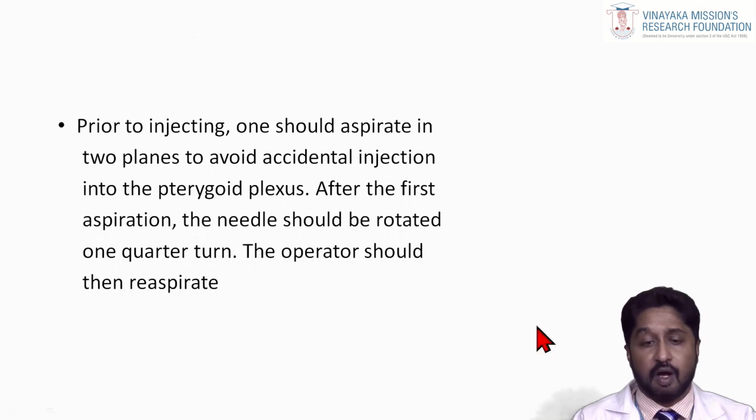Prior to injecting, one should aspirate in 2 planes to avoid accidental injection into the pterygoid plexus. Always remember that the most common complication is hematoma because of the pterygoid plexus. So always aspirate in the 2 planes. You aspirate, then you start injecting the solution. After the first aspiration, the needle should be rotated 1/4 turn. The operator should then re-aspirate. You aspirate, turn it slightly again and re-aspirate, and then proceed with your nerve block.